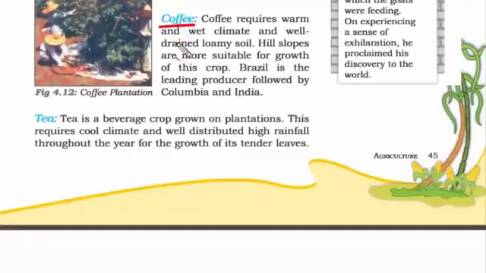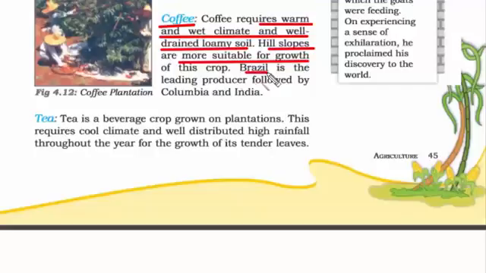The next one is coffee. Coffee requires warm and wet climate and well-drained loamy soil. Hilly slopes are more suitable for growth of this crop. So Brazil is the leading producer, followed by Colombia and India.